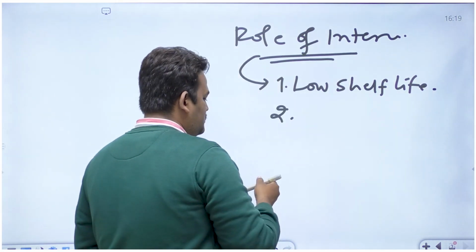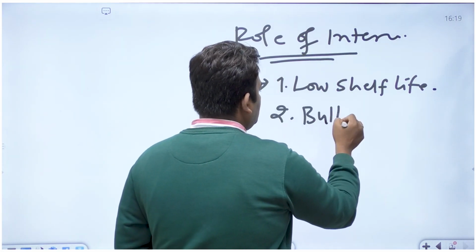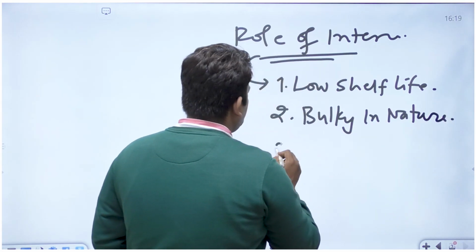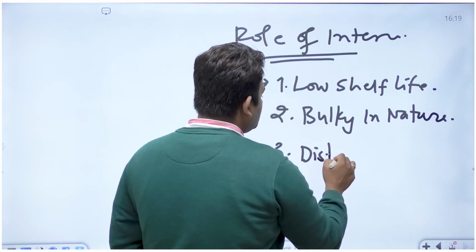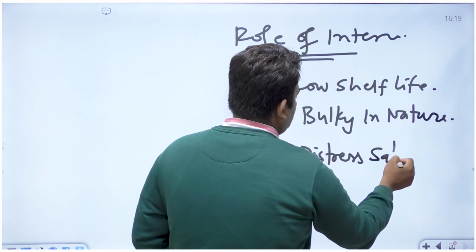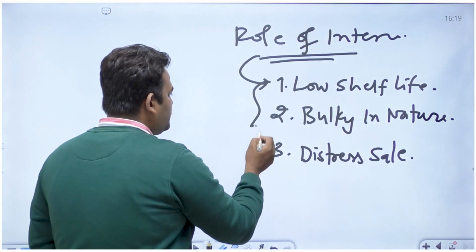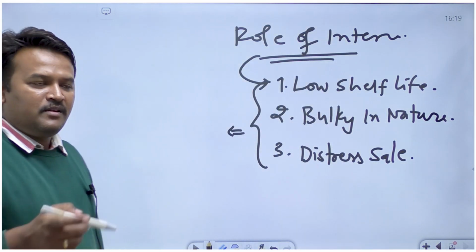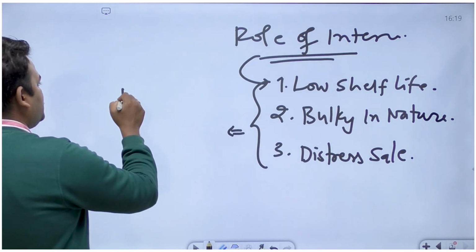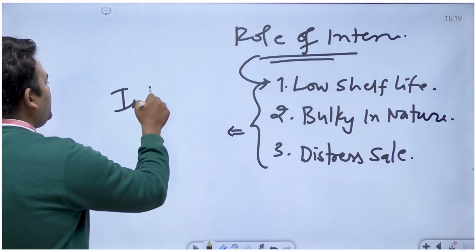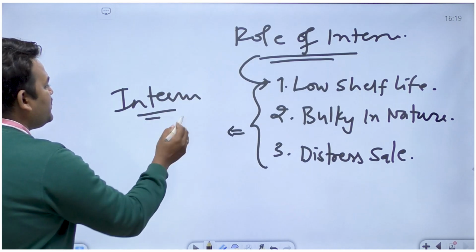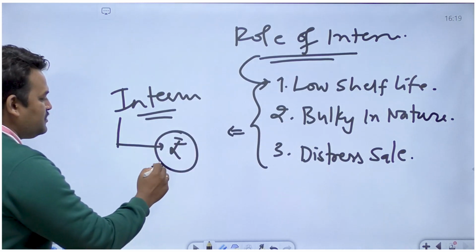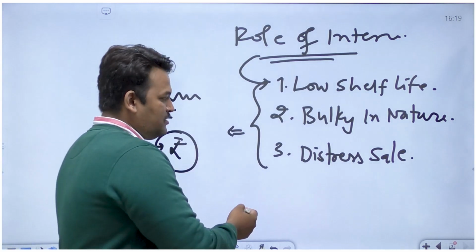Second aspect is they are bulky in nature. There is also the issue of distress sale from the farmer's side, right? Because of all three factors, when we combine all these three factors, we can conclude that there is a need for intermediaries. These intermediaries will give money to farmers, right, in the short run, right?